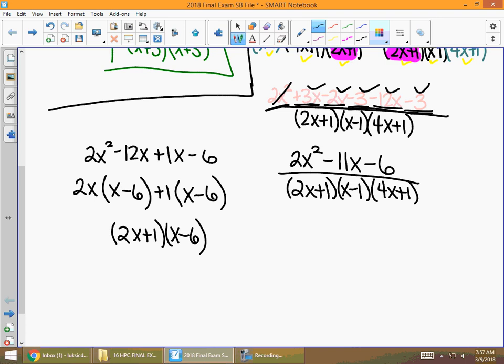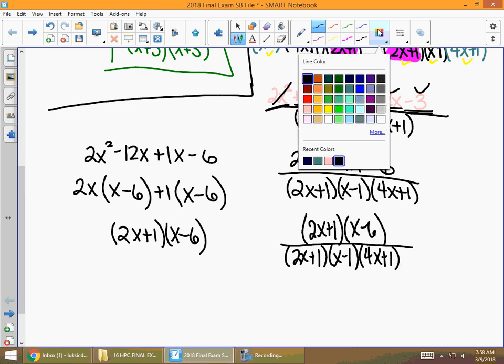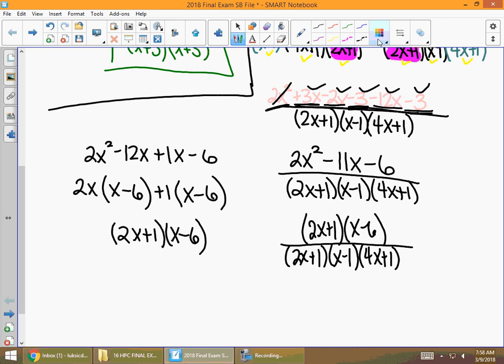And that's lovely because we have a 2x plus 1 in our denominator. Just going to recopy here. Obviously, you wouldn't do this step on a multiple choice test. You would just pick your answer, but I want to show you what you can cancel, and you can cancel the 2x plus 1. So your final answer here is (x minus 6) divided by (x minus 1)(4x plus 1).